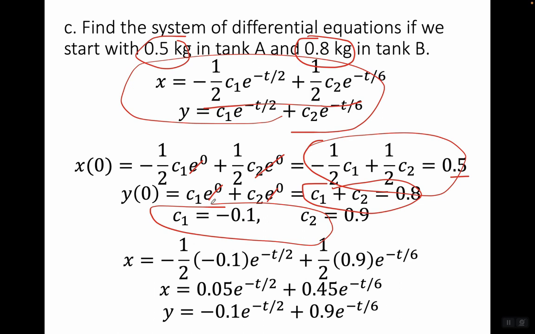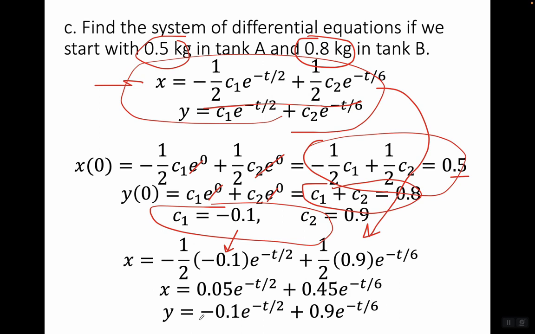So let's just plug those in. We'll plug those into these equations for x and y. Okay, so x is negative 1/2, negative 0.1 e to the negative t over 2, because we just found out a moment ago what c1 is, plus 1/2, 0.9 e to the negative t over 6. So again, all I'm doing is plugging in the values of c1 and c2 into the formula up top here. So that simplifies to x equals positive 0.05 e to the negative t over 2 plus 0.45 e to the negative t over 6.